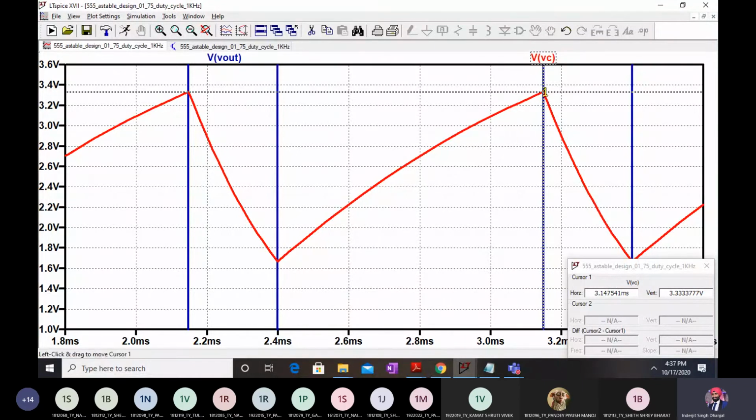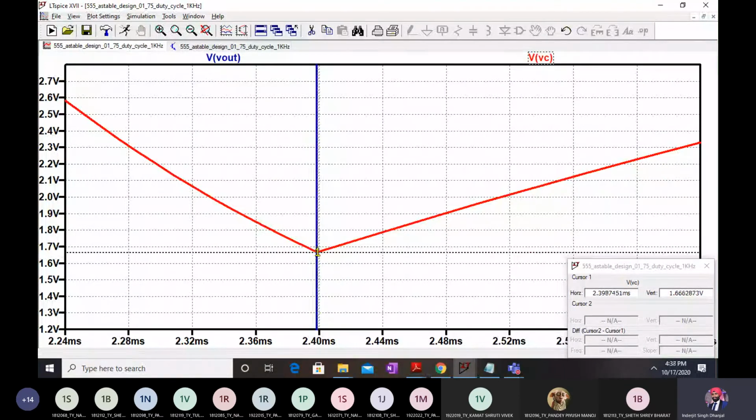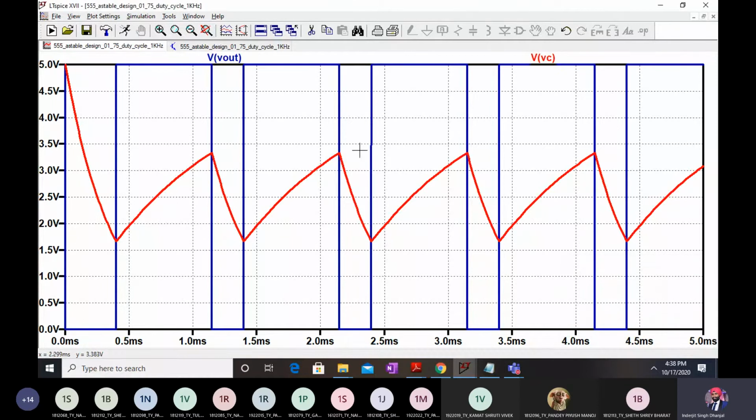So this is 2/3 of VCC, we can say. And the lower value is 5 divided by 3. How much is it? 1.66. Yes, correct. So here we are getting the value as, if I accurately determine exactly to the center, we can see over here 1.66 volts. That means the capacitor is switching between 2/3 of VCC and 1/3 of VCC. Okay, so this point we will clear while we see the working. So the capacitor voltage is limited between 2/3 of VCC and 1/3 of VCC. Okay, so we'll see that shortly.